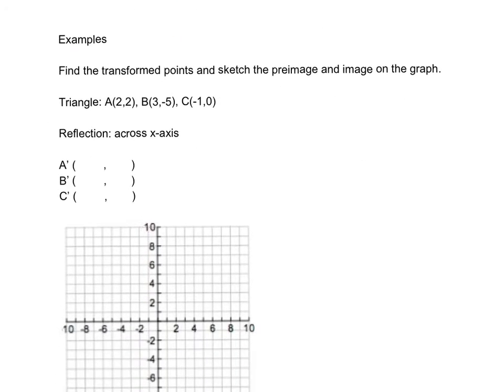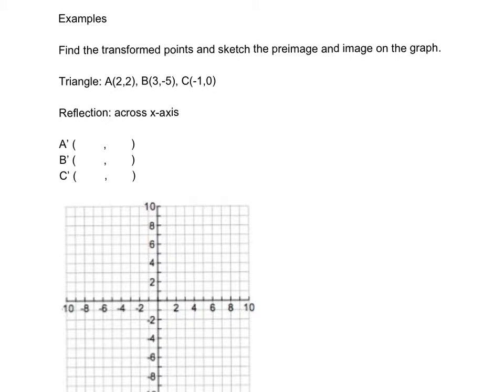We're going to use these rules to do some examples. We're going to find the transformed points and sketch the original shape and our new shape. We have the triangle ABC at points 2, 2, 3, -5, and -1, 0. And we want to reflect it across the x-axis. Our rule for reflecting across the x-axis is we take our point xy and the x stays the same and the y gets its opposite sign.